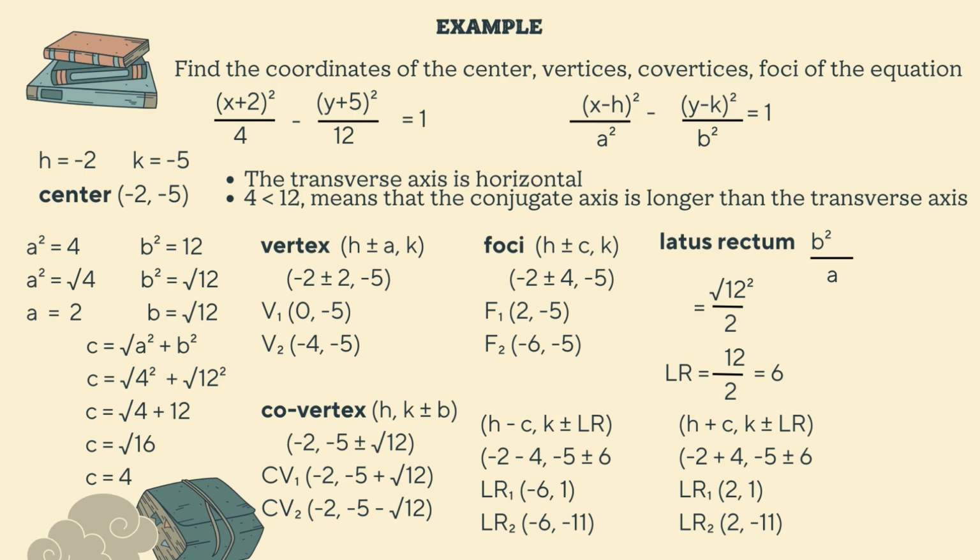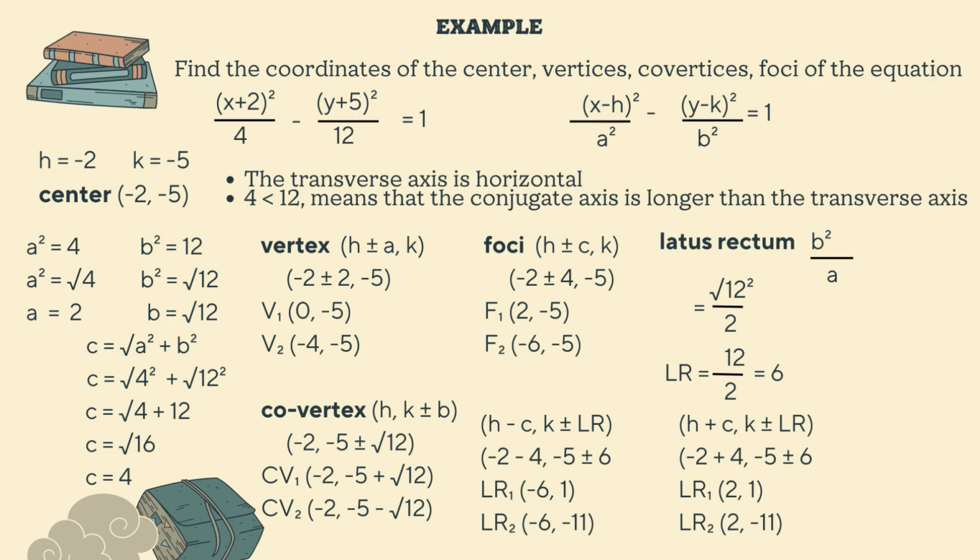And lastly, we will find our value for latus rectum. We will use the formula b squared over a. b squared is 12, and a we have 2, so 12 over 2 is equal to 6, so that is our latus rectum.